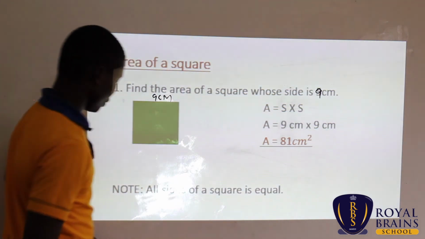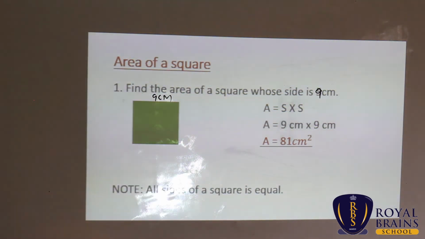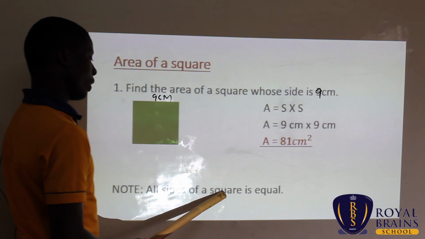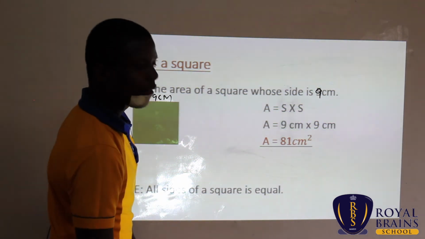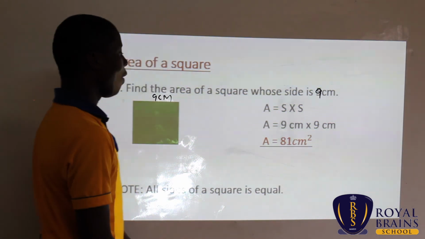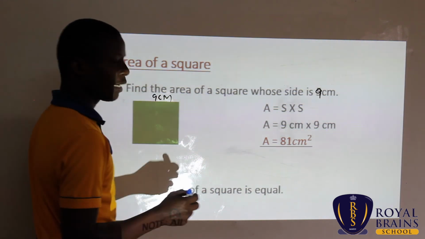Note, all sides of a square are equal. So that's the formula for finding the area of a square. And there's something very important here that we have forgotten.